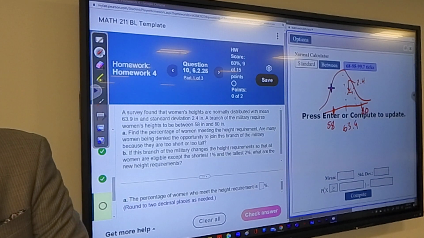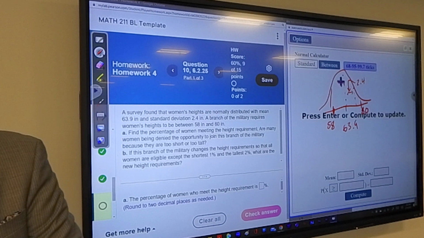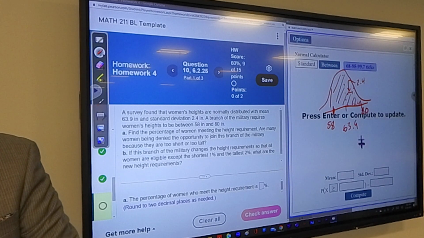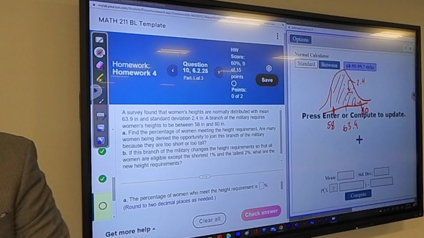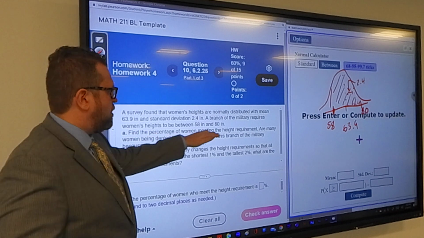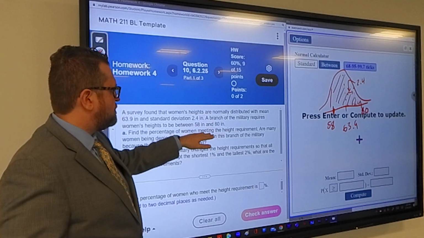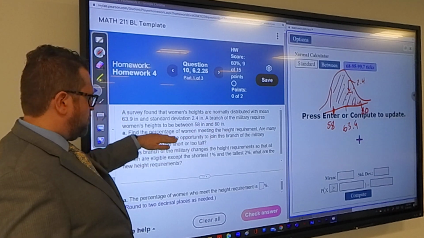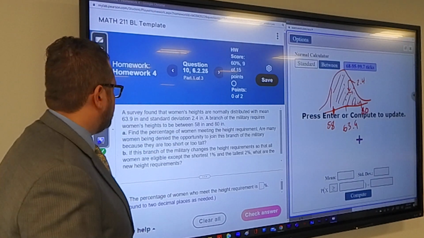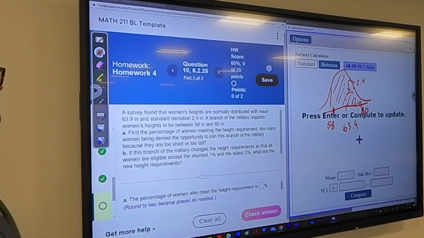So this area that I'm going to get here is going to be the majority of the area under this curve. And what are they asking in Part A? Find the percentage of women meeting the height requirement. So the area that I get, I'm going to convert it to a percentage, just like we've already been talking about. And that's going to be my answer.